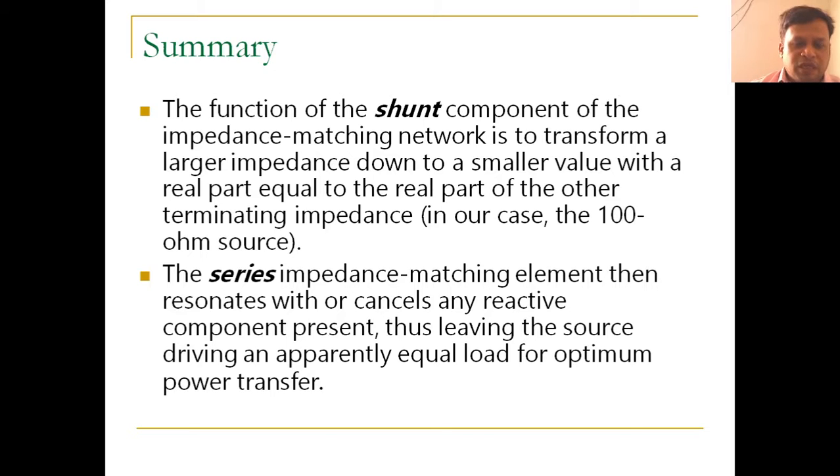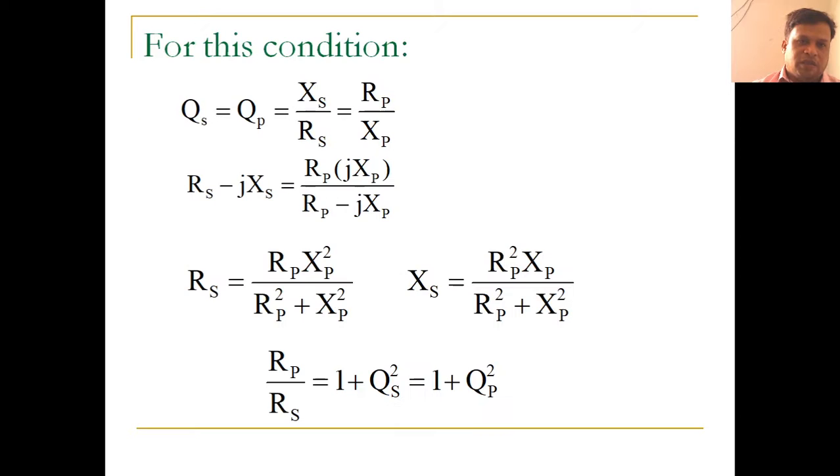So impedance matching is also a concept where the maximum power transfer is being utilized. With this utilization of the maximum power transfer theorem, we see that the series and the shunt components are being solved and the impedances have been matched. So for this condition, Qs is equal to Qp is equal to Xs by Rs, that is source reactance by source resistance.